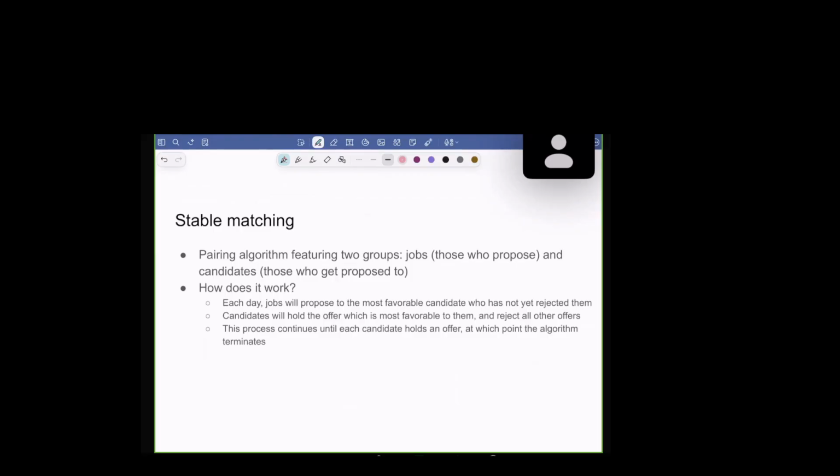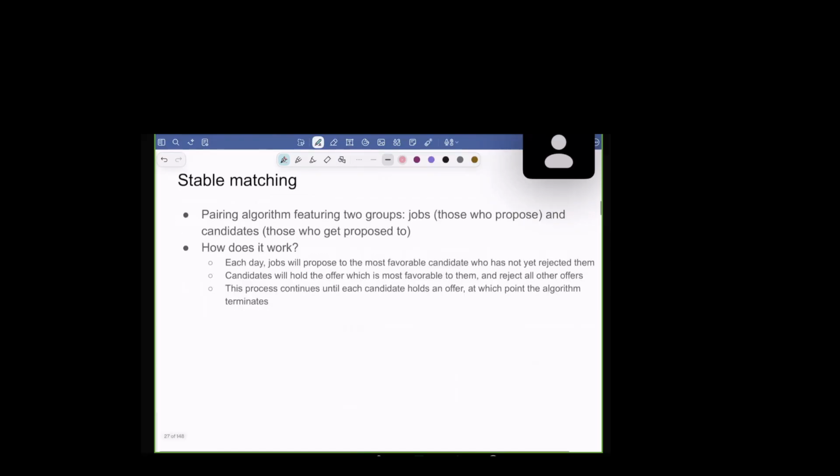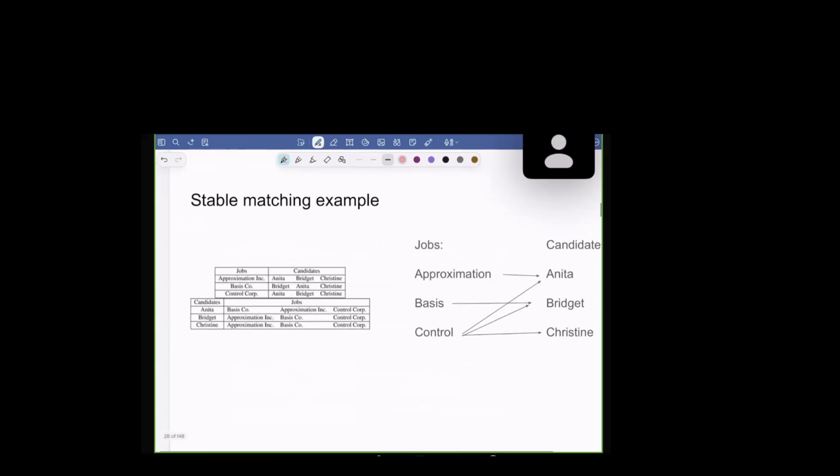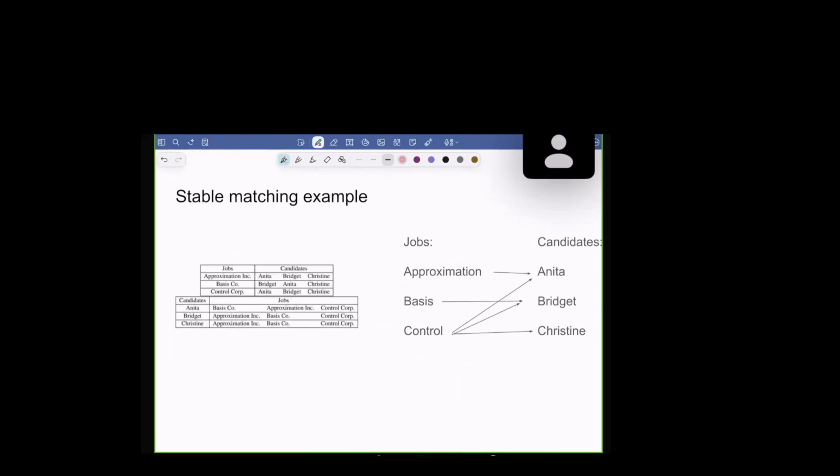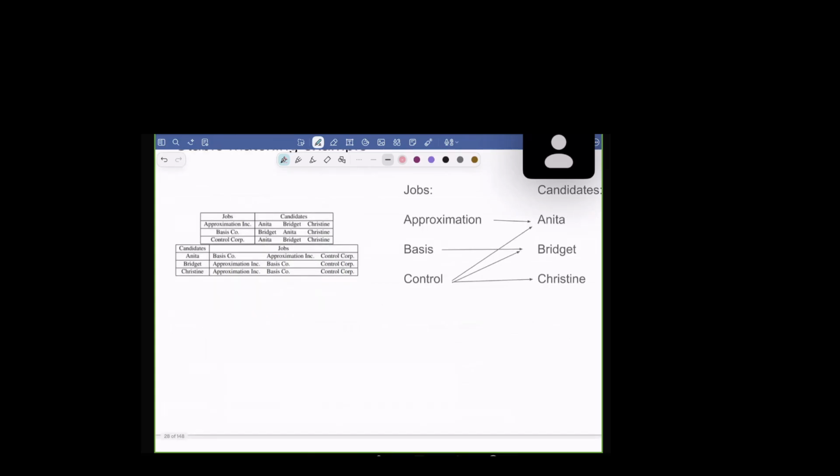The algorithm runs like this: every day, each job will propose to its favorite candidate. If the candidate accepts the offer, a little pairing is made. Candidates will hold their offers until they receive something better. If a candidate rejects a job, then the job proposes to the next candidate on the list. The algorithm keeps running until every single job and every single candidate has a pairing. All right, let's do a very quick example. The arrows on the side are a little bit confusing because they're part of the animations on the slides, which we don't have right now.